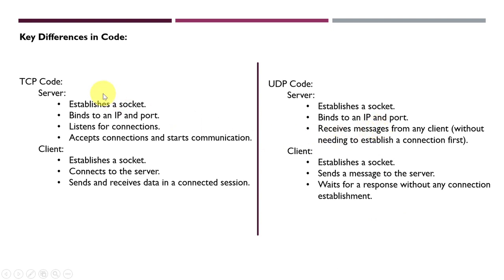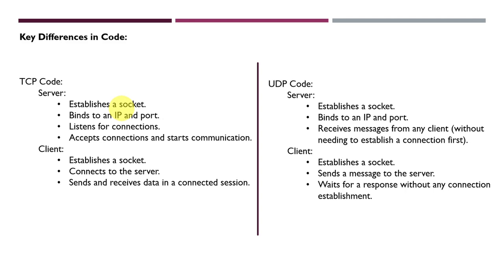Key differences in code. TCP server: establish a socket, bind to an IP and port, listen for connections, accept a connection and start communication. Client: establish a socket, connect to the server, and then send and receive data in the connected session.